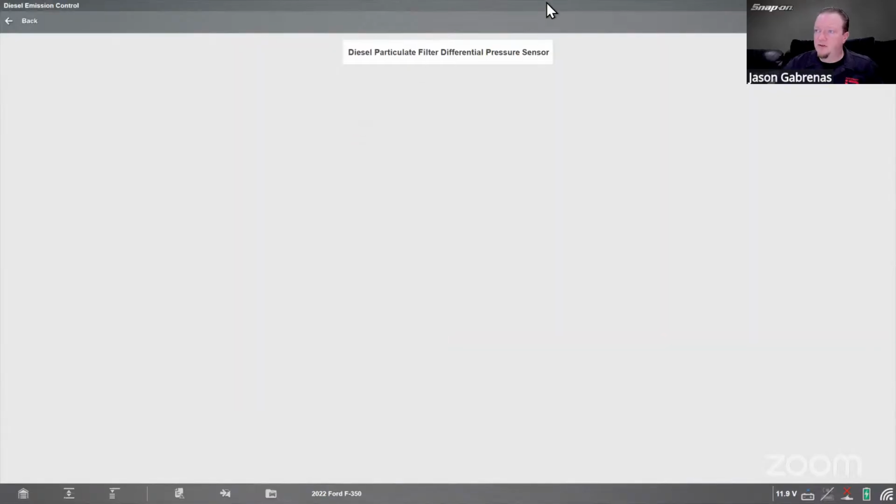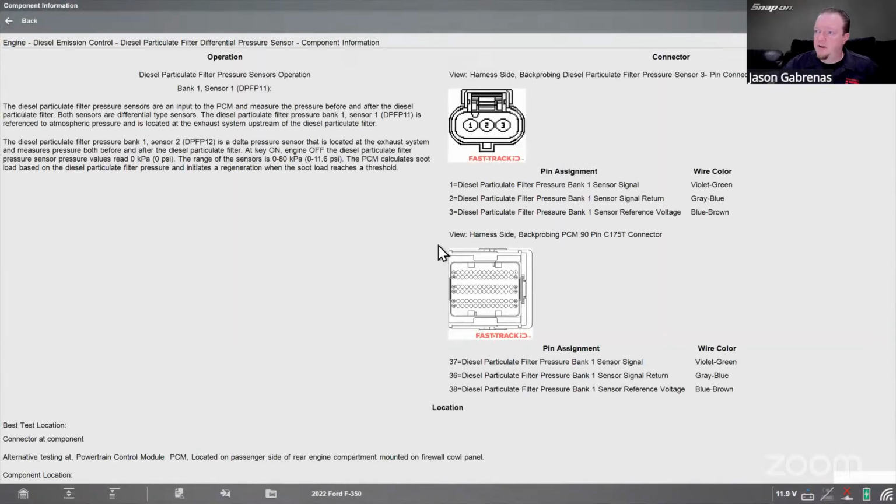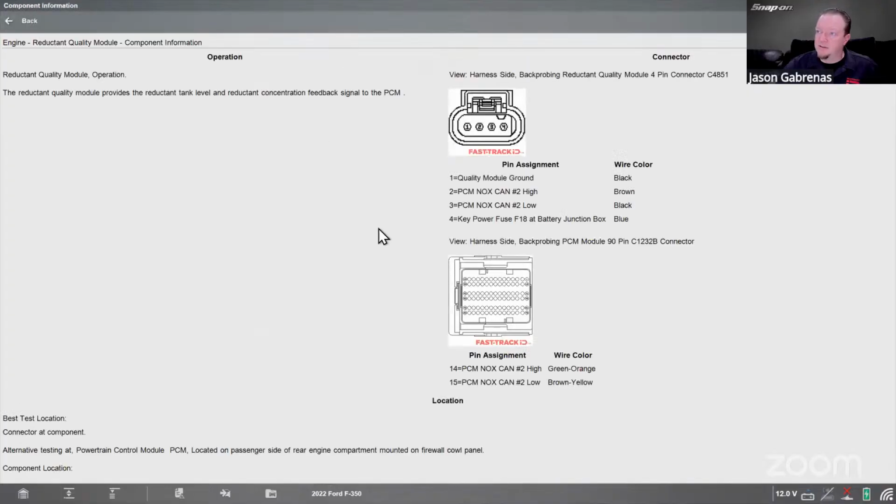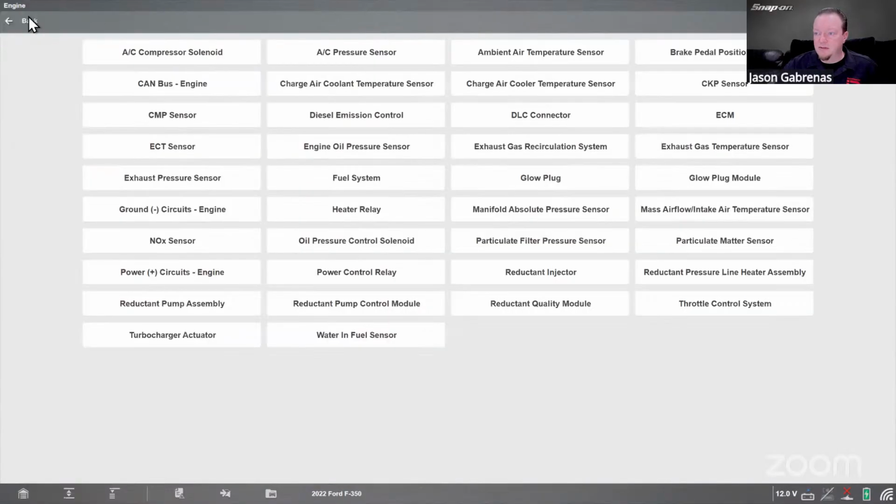So under diesel emissions control, we have the DPF pressure sensor, pressure differential sensor in there. EGR system, EGT sensor. Let's see, particulate filter pressure sensor, particulate matter sensor, reductant injector, that'd be your SCR, reductant pump control module, reductant quality module, reductant pressure line heater assembly. Let's go like the module, so you can see. Provides a reductant tank level and reductant concentration feedback signal to the PCM. So that way the computer knows how it's working. Turbocharger actuator as well.